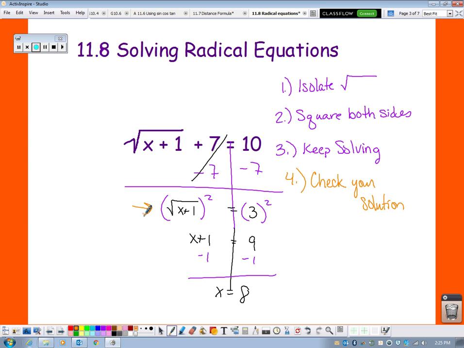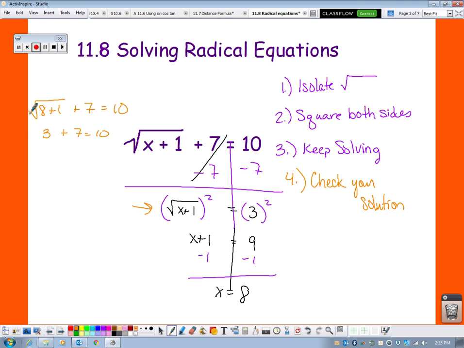So we take that 8 and put it back in for x. So 8 plus 1 plus 7 equals 10. That's the original equation, and I just put 8 in place of x. So 8 plus 1 is 9. The square root of that is 3. Plus 7 equals 10. And we're always looking for the positive square root.